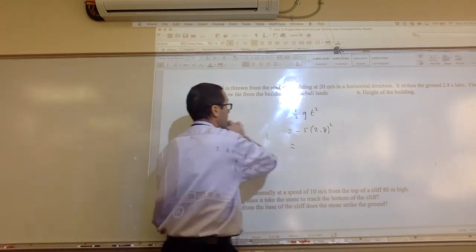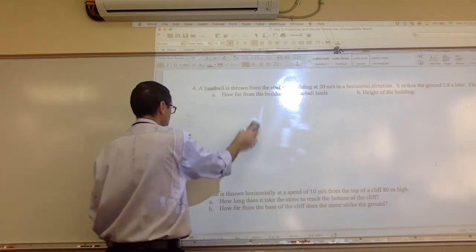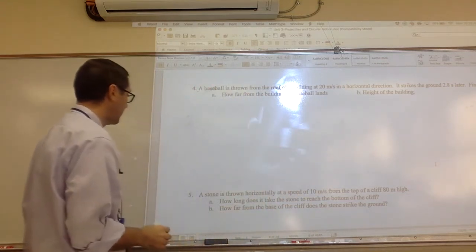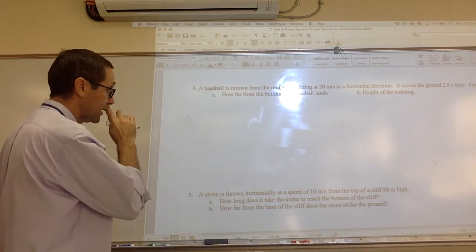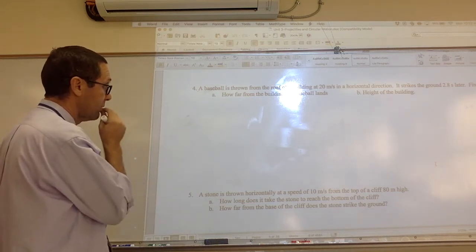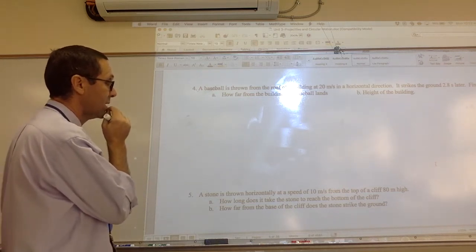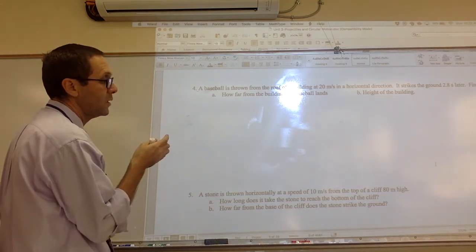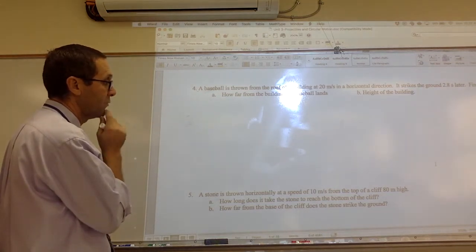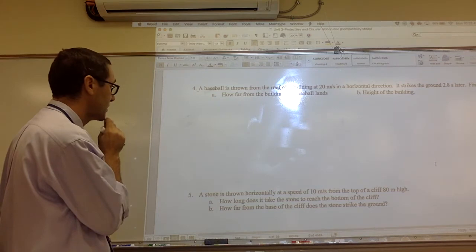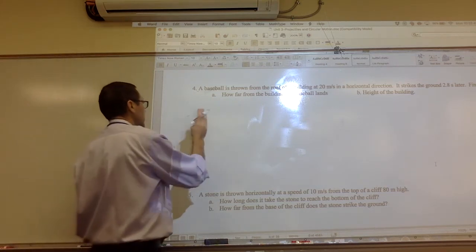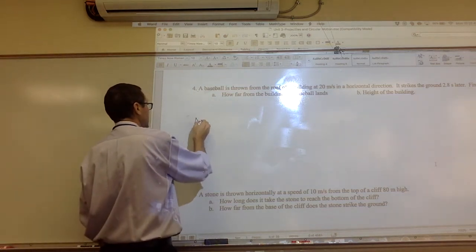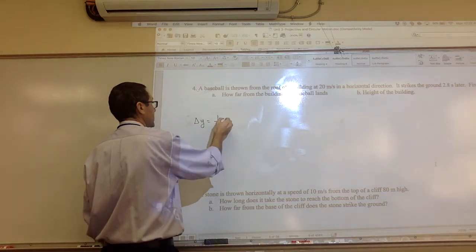You see, all these problems are pretty much similar. Now, number 5. A stone is thrown horizontally at a speed of 10 meters per second from the top of a cliff that's 80 meters high. Now, just looking at the 80, you know that this is going to spend 4 seconds in the air. How long does it take the stone to reach the bottom of the cliff? Well, we know it's 4 seconds, but let's see how we can do the math.